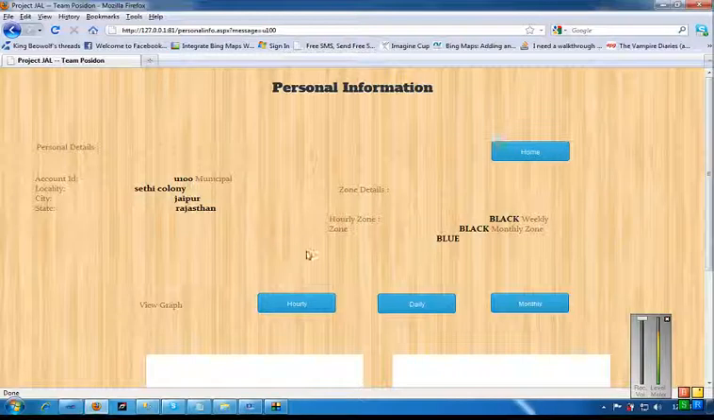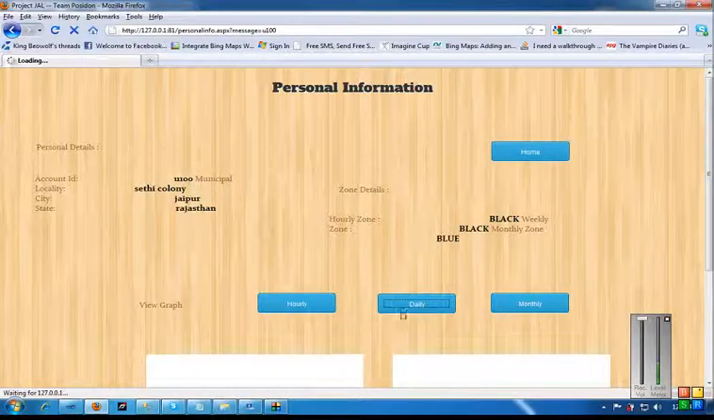Now let's plot some graphs. Let's go for the daily graphs. Here we have three types of graphs that we can plot: the hourly graph, the daily graph, and the monthly graph. Let's plot the daily graph.